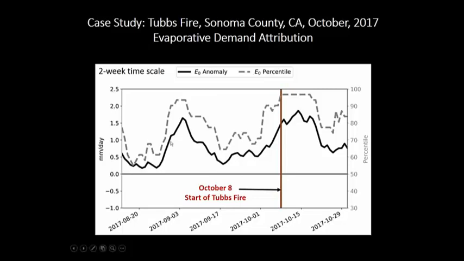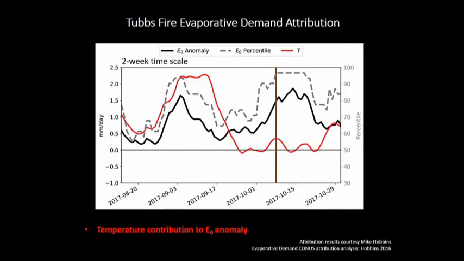And we saw two main peaks, one in early September, and then another one right as the Tubbs Fire was starting, going into mid-October. And then we have October 8th, which is the start of the Tubbs Fire. And so I'm going to overlay the next few graphs, the individual drivers, so you can see the contributions to the total evaporative demand. And so the first one is temperature.